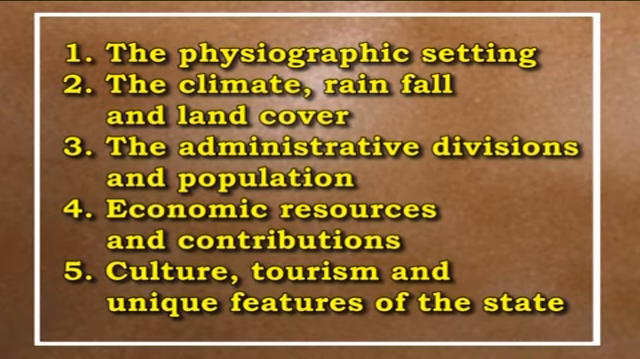The main objective of learning this lesson is to know about its geographic setting, people, governance, and its contribution for the country. In this lesson, the following aspects of Odisha are highlighted: the physiographic setting, the climate, rainfall, and land cover, the administrative divisions and population, economic resources and contributions, culture, tourism, and unique features of the state as a whole.